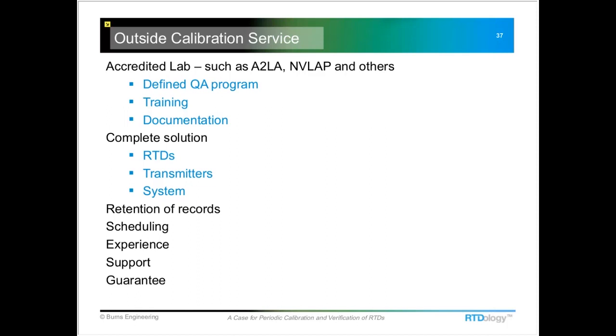Other labs may have special scheduling where you could send in a probe at a given time, and then it can get calibrated and returned back to you in a short amount of time. It also, an accredited lab shows that they have some experience with doing this, and they've gone through a very stringent set of evaluations to be able to say that they are accredited.